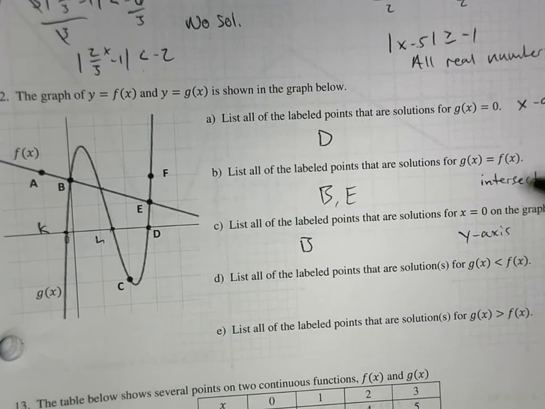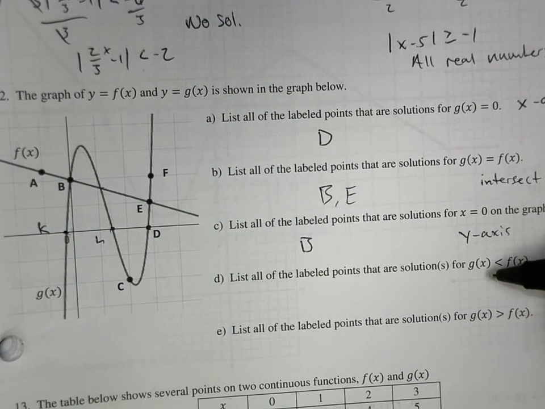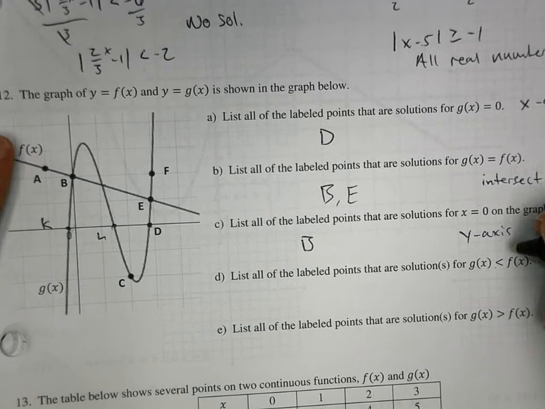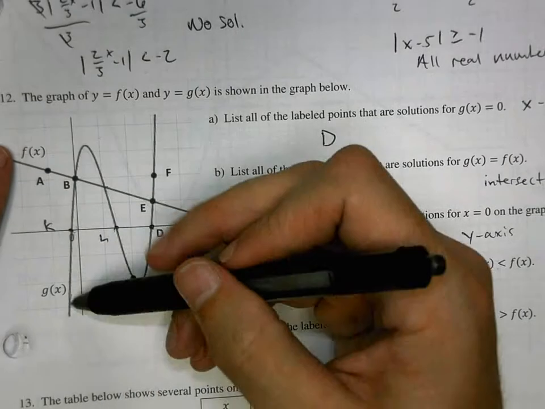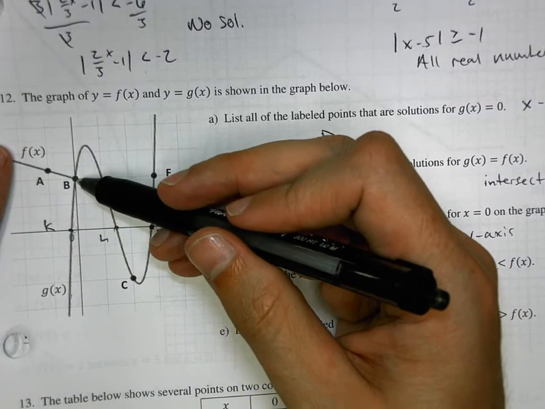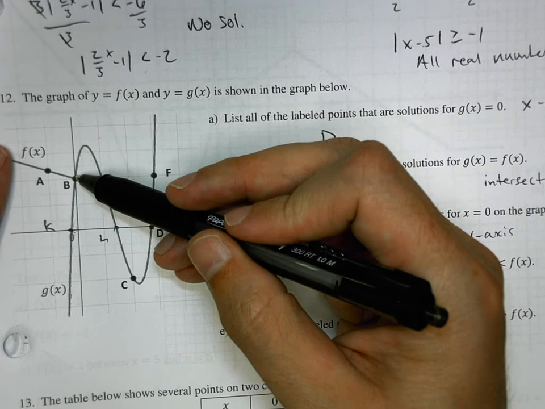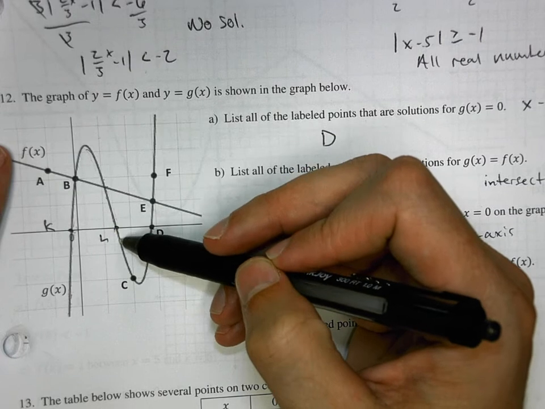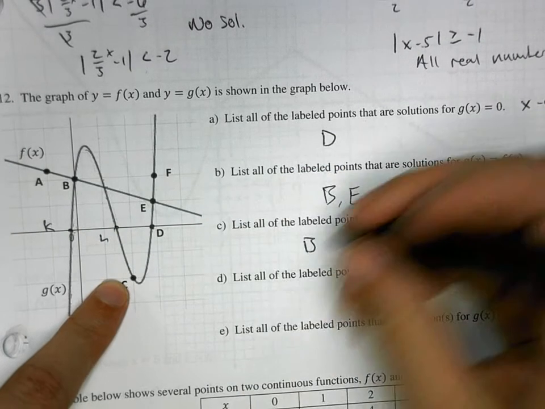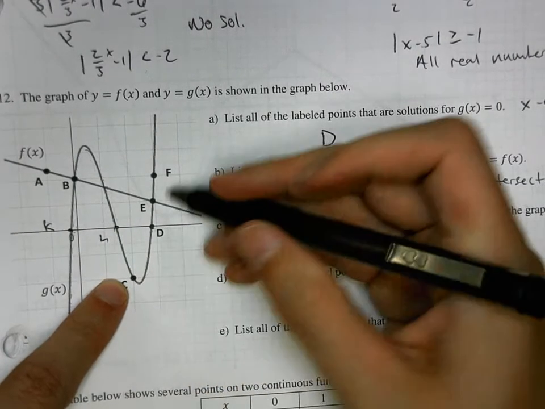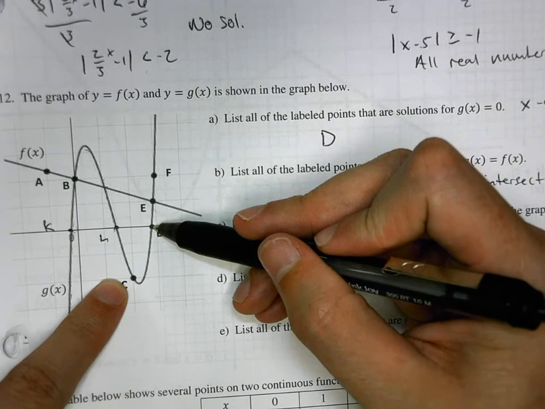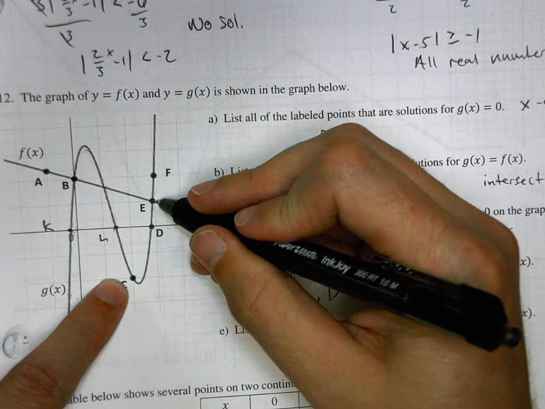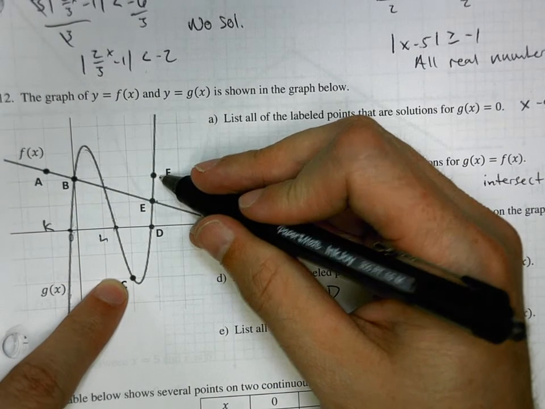List all the labeled point solutions for g of x less than f of x. This means g of x has to be below f of x. So g of x is below f of x here, below, at B they're equal. Now g of x is greater than f of x here, but now it goes back to being below f of x. That's at point C. Keep going. At point D, g of x is still below the f of x line. At E, they are equal, and at F, g of x is above f of x, so it's just C and D.